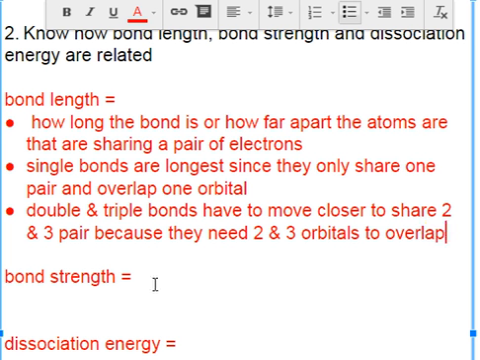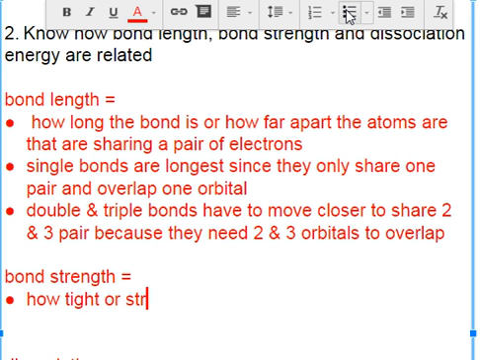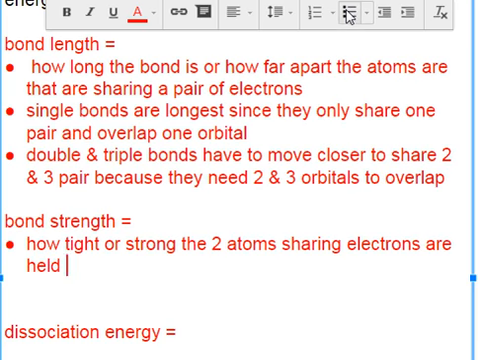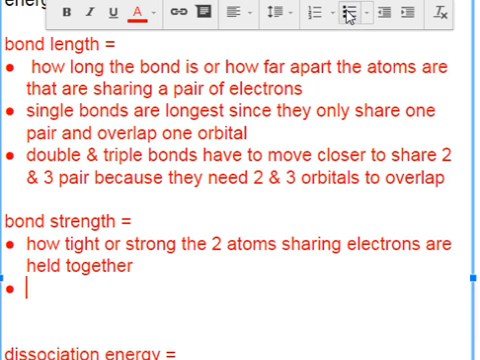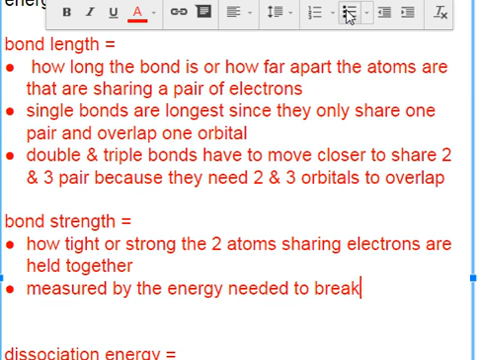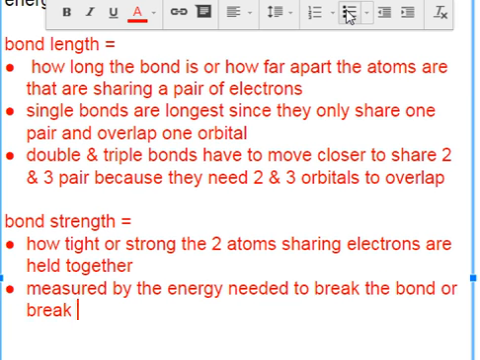So then bond strength is also just what you'd expect it to be. It's how tightly or strongly the 2 atoms sharing electrons are held together. And it's measured by the energy needed to break the bond, or in other words, to break the atoms apart.